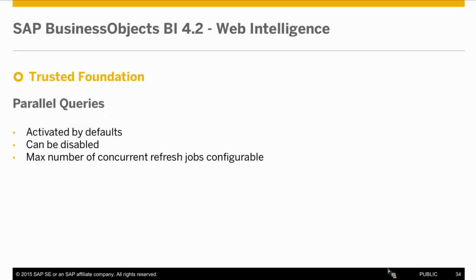So what are parallel queries? First of all, as of 4.2 it is activated by default. It enables you, if you have multiple queries in Web Intelligence, for instance, you're running 3 queries and all 3 queries take 10 seconds to refresh, so the overall refresh time of Web Intelligence is 30 seconds. As of 4.2, that refresh time will be reduced to 10 seconds because the 3 jobs will run in parallel.